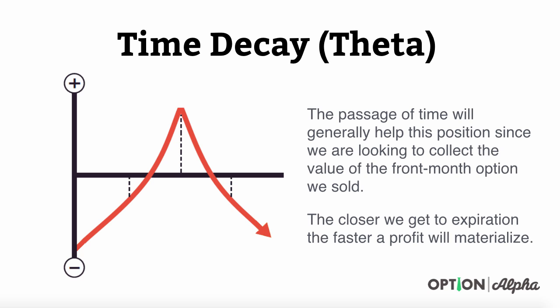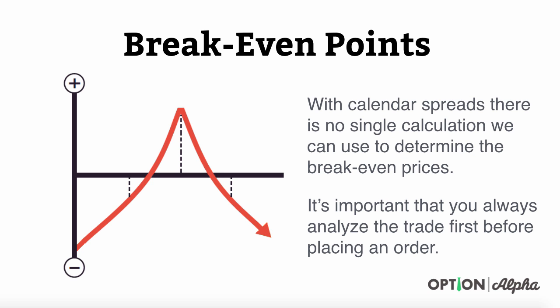Time decay is definitely going to help this position, again, because we're looking to collect the value of that front month option that we sold. As an option seller, we like to see time decay and theta decay start to slowly erode that position much faster. So the closer we get to expiration, the faster that profit will start to materialize.